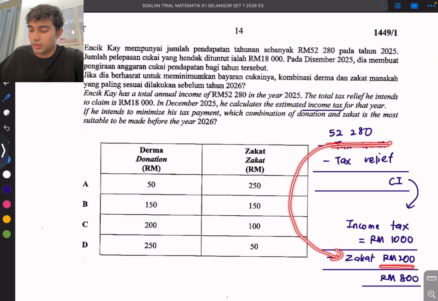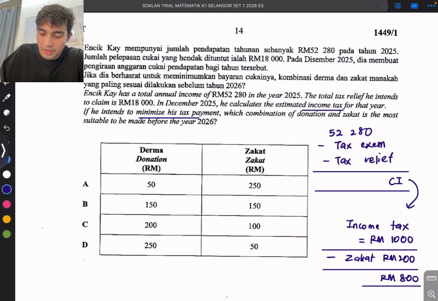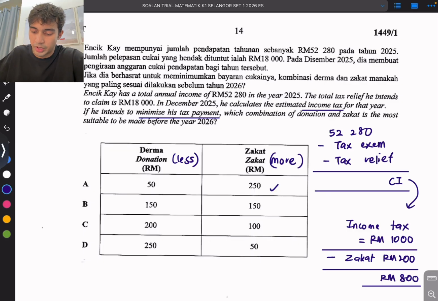But if, instead of paying the donation, you take that money and pay zakat, you minus off a lot, because zakat is minused off straight from the amount of tax you need to pay. So basically, if he wants to minimize the tax payment, pay more zakat and pay less donation. So the highest zakat will be 250, answer should be 8. This is how he can minimize his tax payment. He pays more zakat, because the zakat amount is minused straight from the income tax amount, which is better.